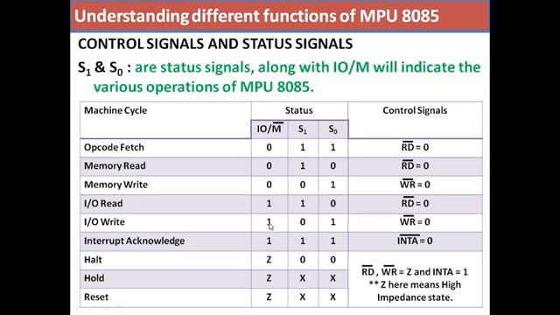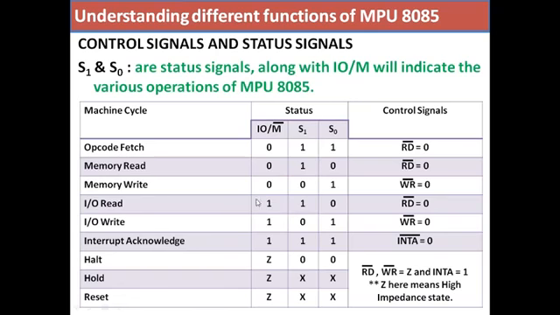Similarly, IO write, this one will be 1 and 0 1. Again, we can see this and this are the same, both are write operations, but the only difference is we are presently working with memory here, and here we are working with IO.